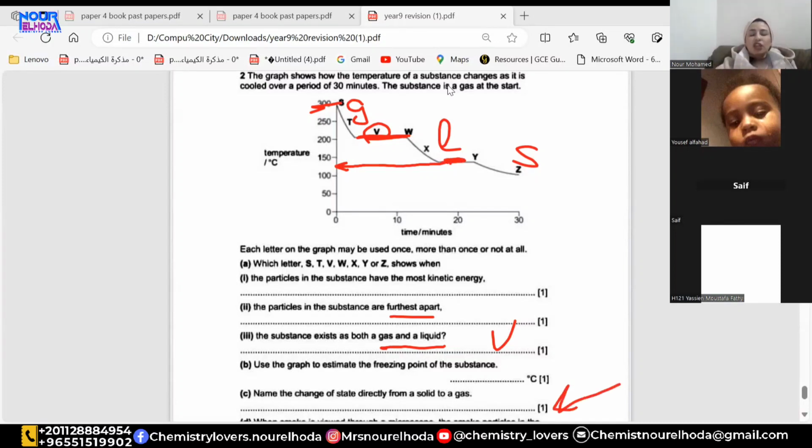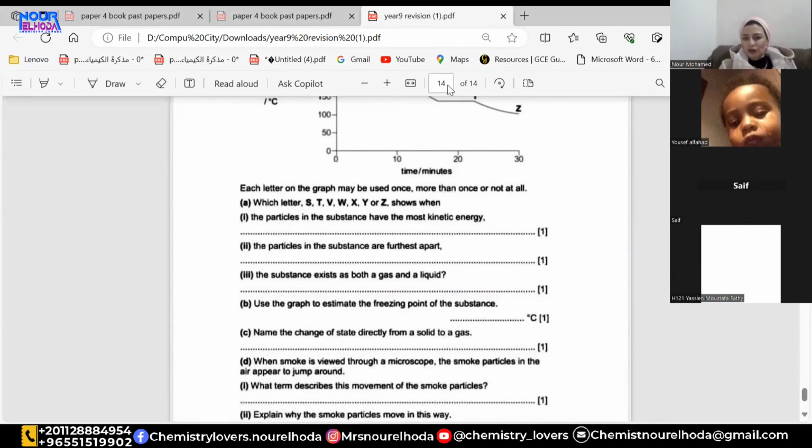What changes from a solid into a gas? This is, again, sublimation. So now you know already, even if it's not there in the syllabus, but all of us, we know it already.